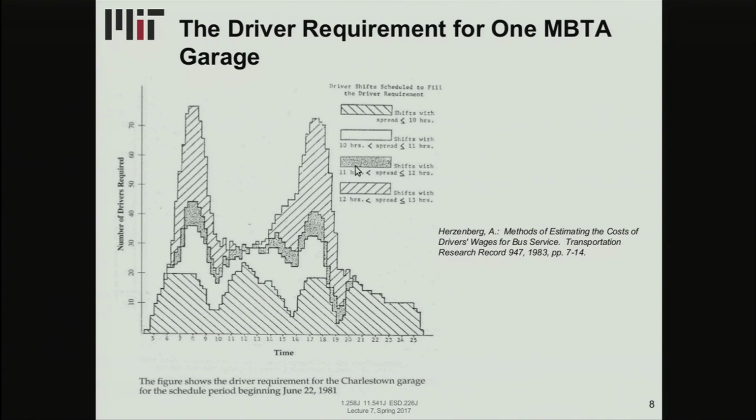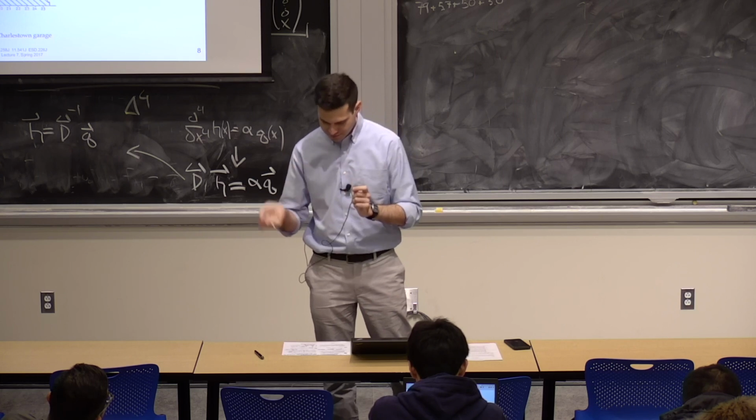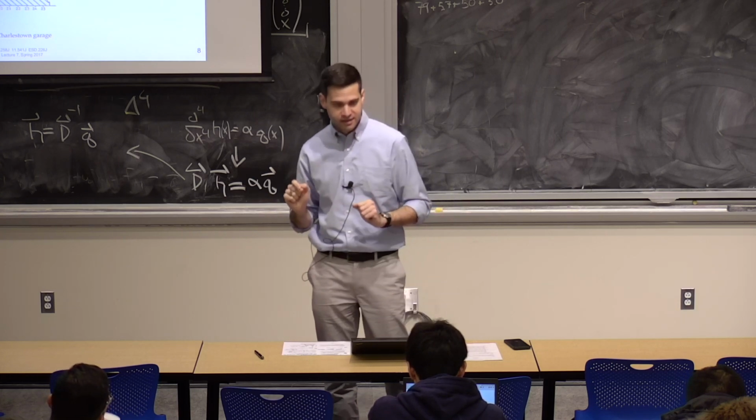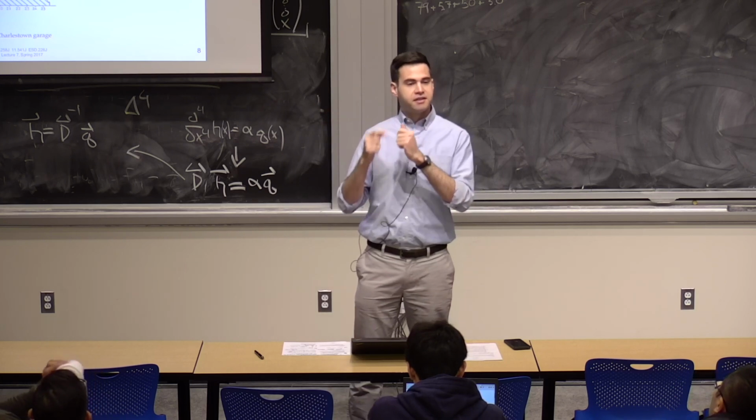Okay, and then there are these other shifts that are between 11 and 13 hours. So 11 and 12 in dark gray, and 12 and 13 shaded diagonally. These shifts are paid 100%, so they're paid double for any hours in excess of 11 in this case, right? So that's going to drive costs up, right?